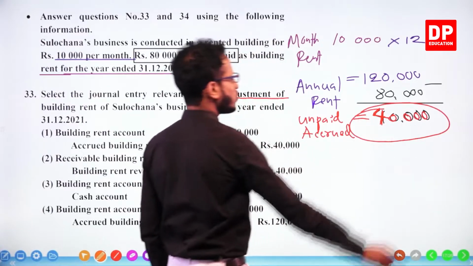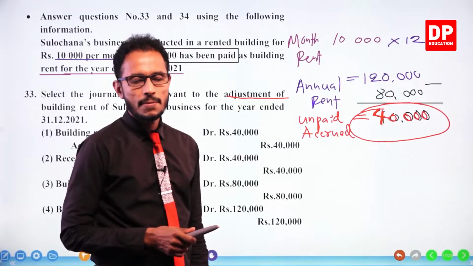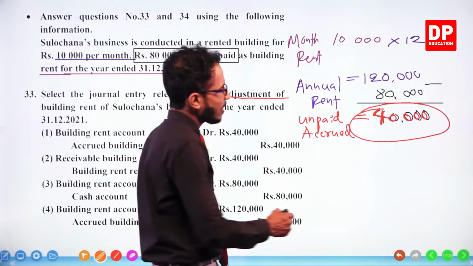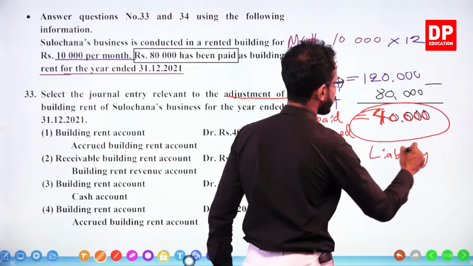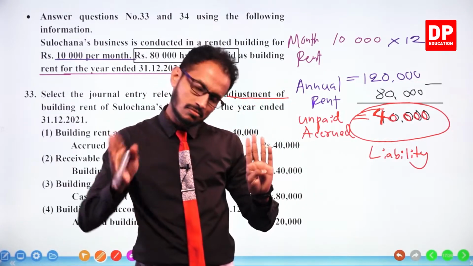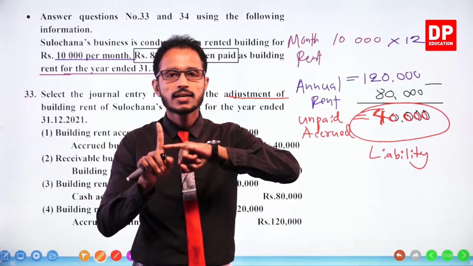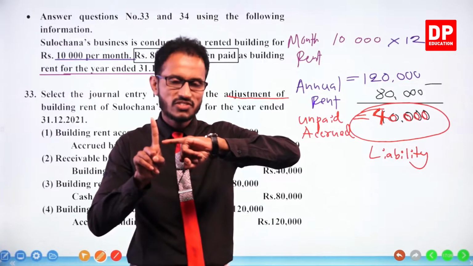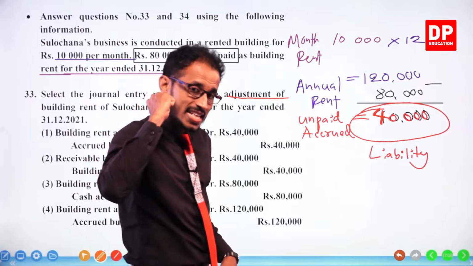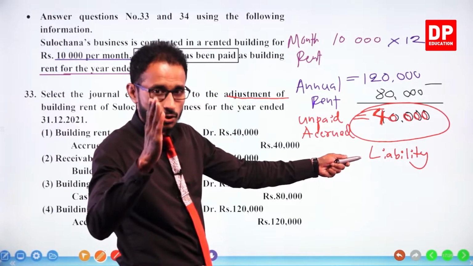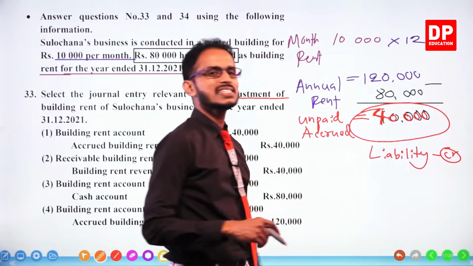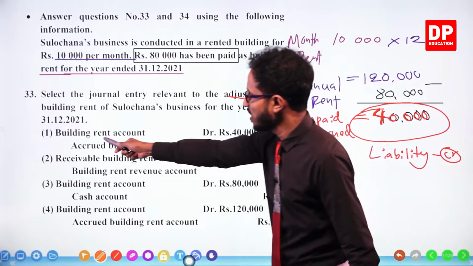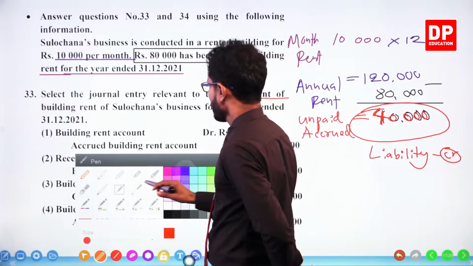Why? Because accrued rent means it's a liability. Liability increase. Unpaid rent, we have to pay 40,000, still did not pay, so now it's a liability altogether. We are owing the building owner 40,000. That's why we call it a liability. Got it? That should be credited to the accrued building rent account. Liability increases, credit. So accrued building rent credit 40,000, building rent account debit 40,000. This is the answer.